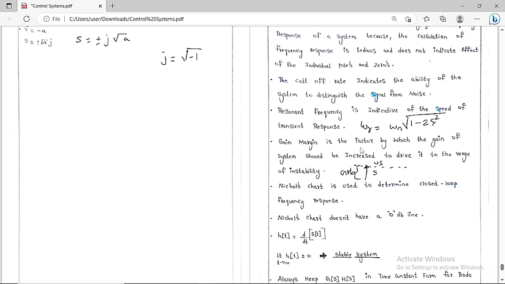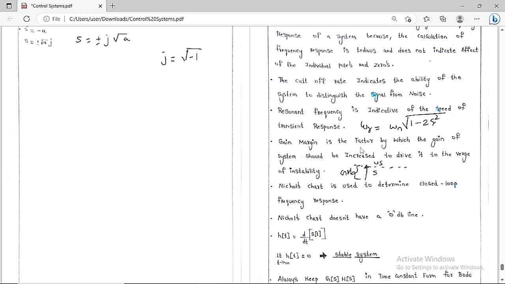So finally I can say gain margin means this much amount of gain margin you have to increase for the system to become unstable. So finally I can say gain margin is a factor by which the gain of the system should be increased in order to drive it into the verge of the instability or unstable.